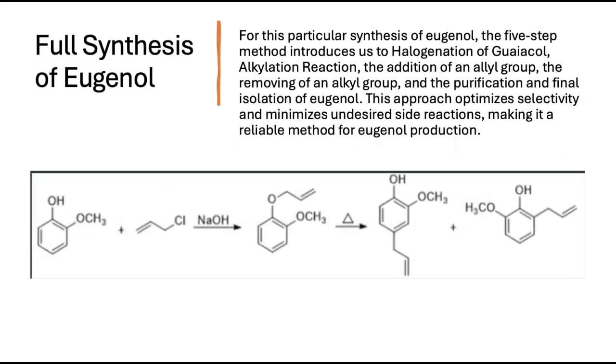For this particular synthesis of eugenol, the 5-step method introduces us to halogenation of guaiacol, the alkylation reaction, the addition of an allyl group, the removing of an alkyl group, and the purification and final isolation of eugenol. This approach optimizes selectivity and minimizes undesired side reactions, making it a reliable method for eugenol production.